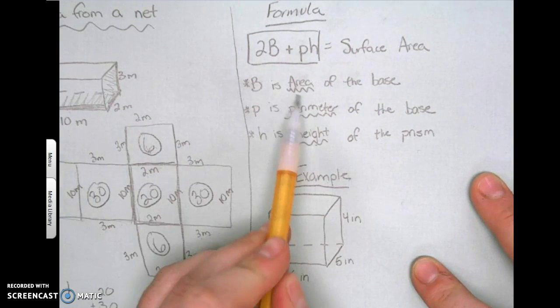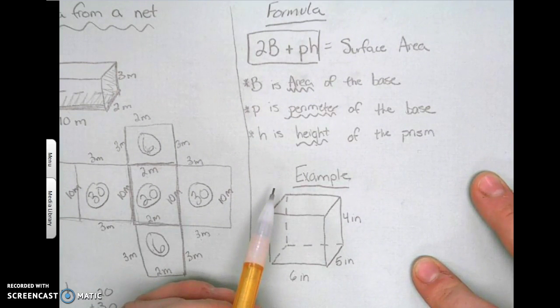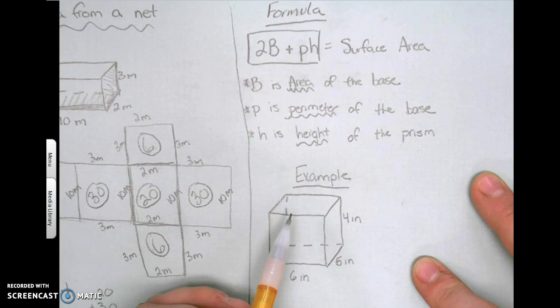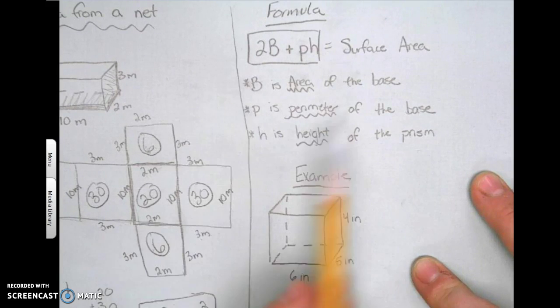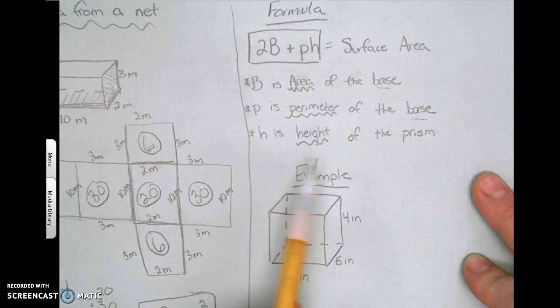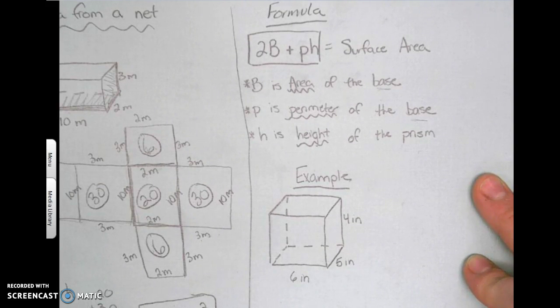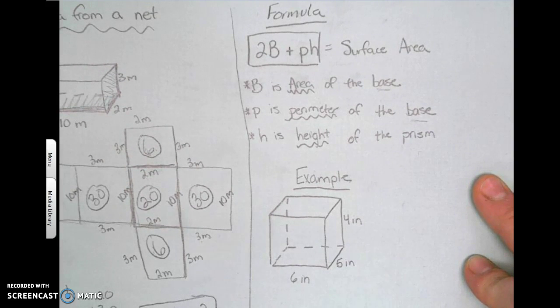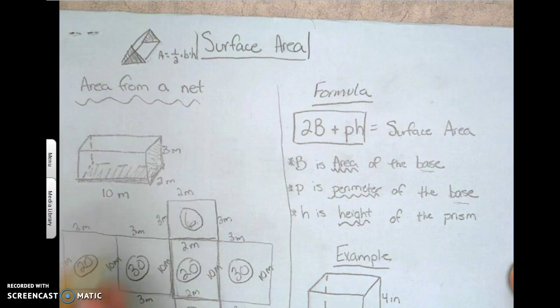B stands for the area of the base. And what we're going to really focus on is shading in the base that we're going to use, because it's going to be helpful to use that. P is perimeter of the base. Notice both of these were only focusing on the base of the shape. And then H is the height of the prism, meaning if your base is on the bottom, your second base is on top, so your height's the distance in between them. If you're dealing with a triangular prism, your height is going to be the distance between the two triangles.